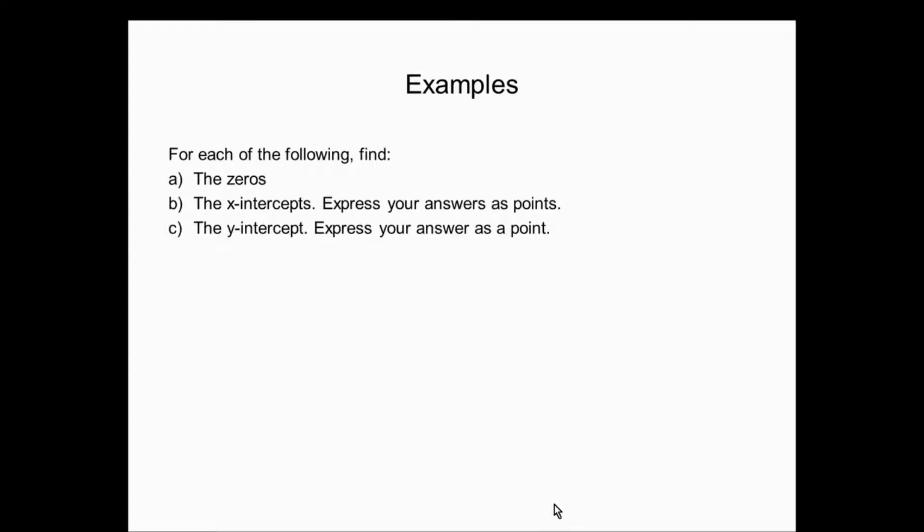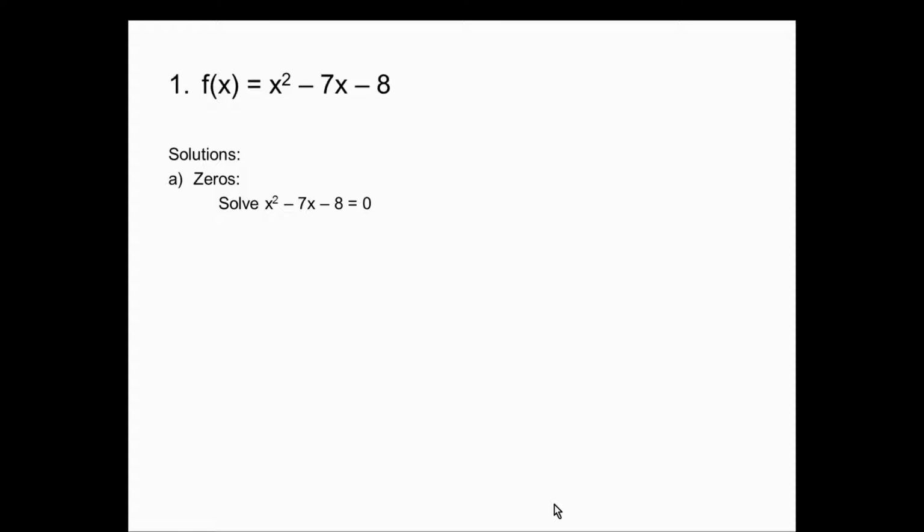For each of the following, we're going to find in part A the zeros, part B the x-intercepts, you express your answers as points, and for C the y-intercept, express your answer as a point. Okay, now for a quadratic function, there does not have to be any x-intercepts, which means that there would be no zeros. There has to be a y-intercept. Every quadratic function does have a y-intercept. Here's our first one. F of x equals x squared minus 7x minus 8.